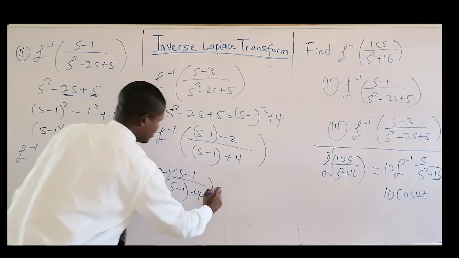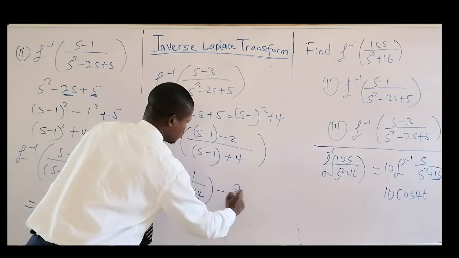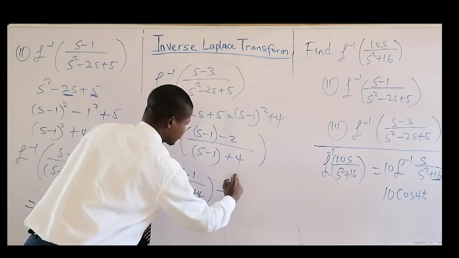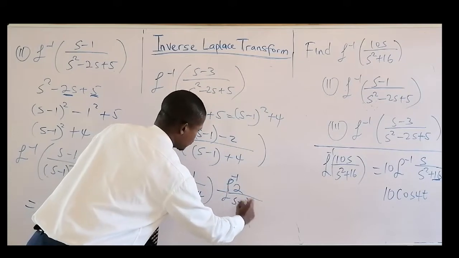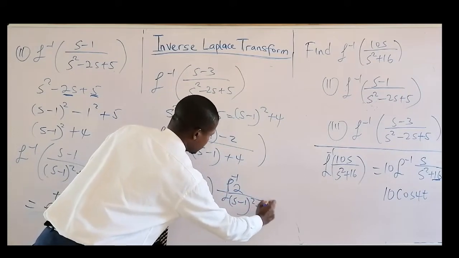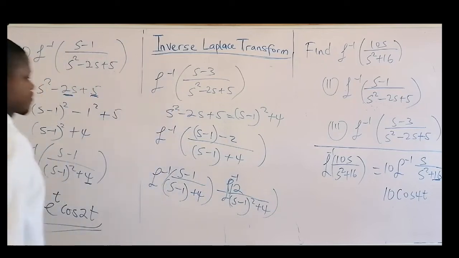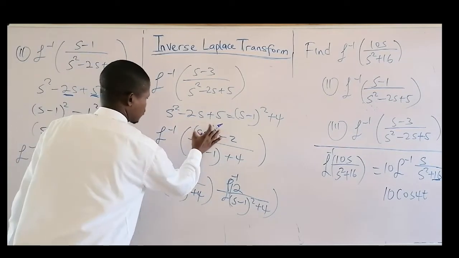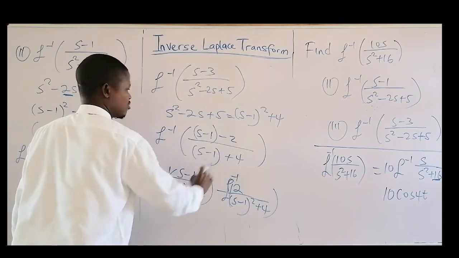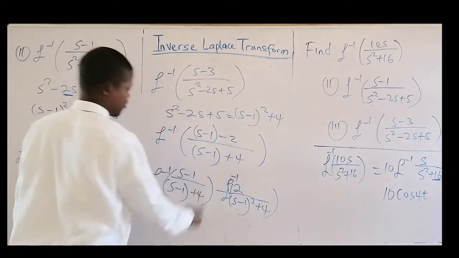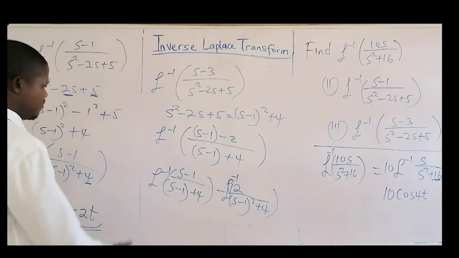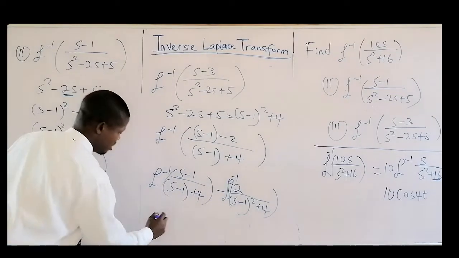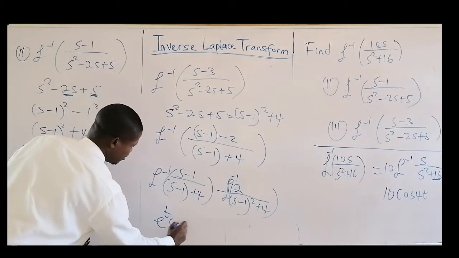Close this. Then minus 2 times the inverse of x minus 1 squared plus 4. Just break it into two parts: x minus 1 over this, then plus minus 2 over this. And that will give you, this one is direct, e^t cos 2t.